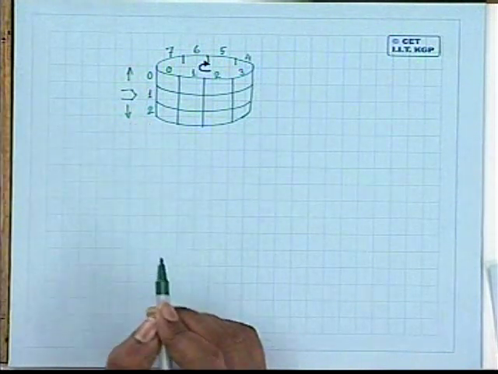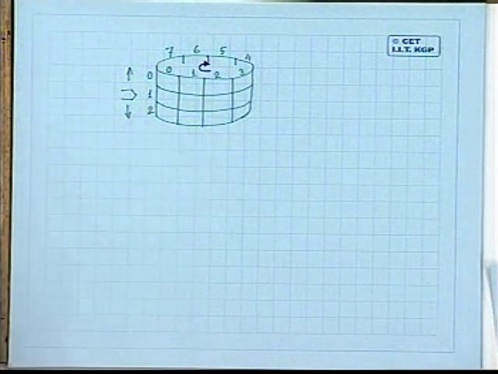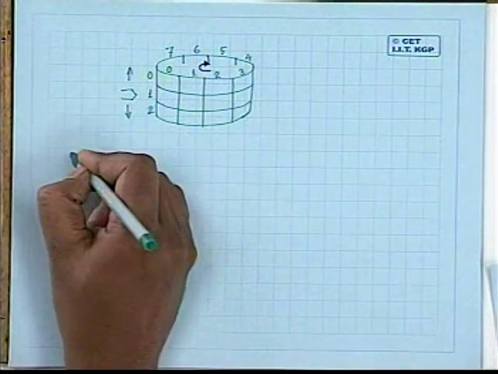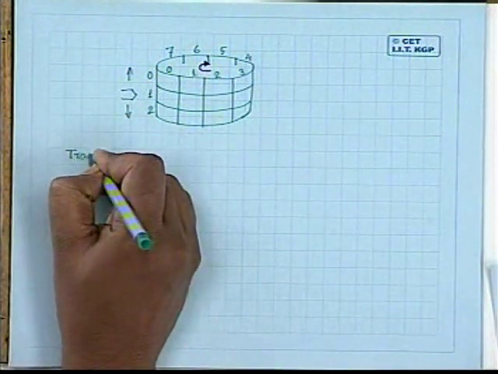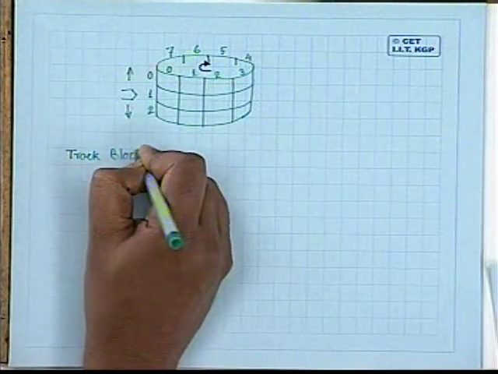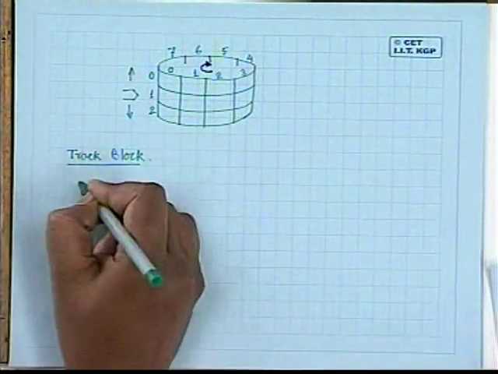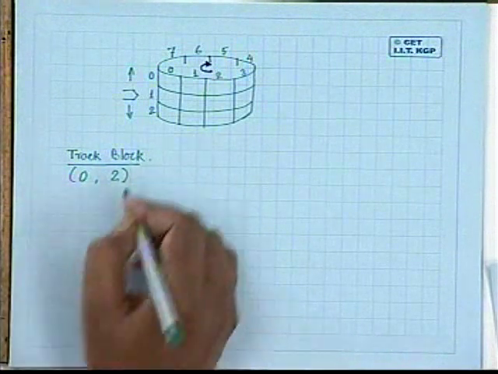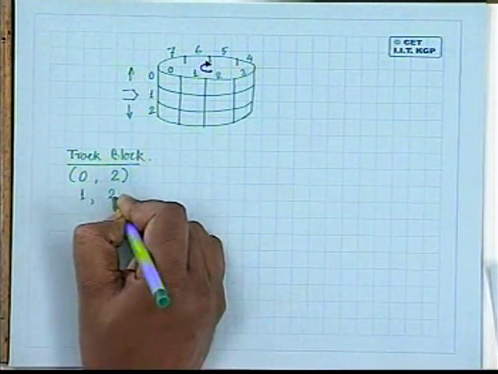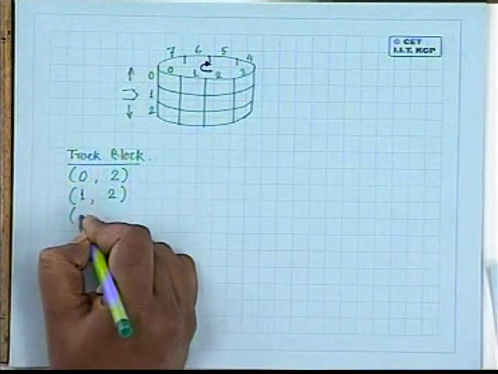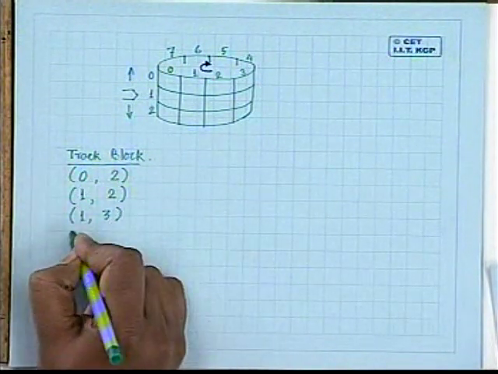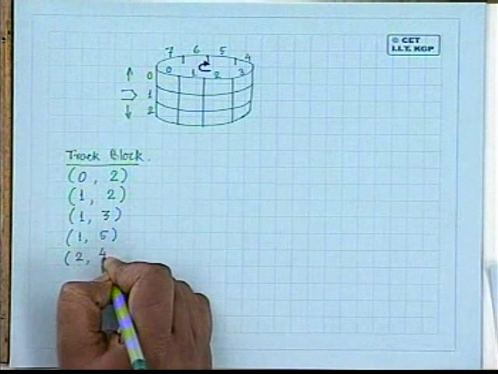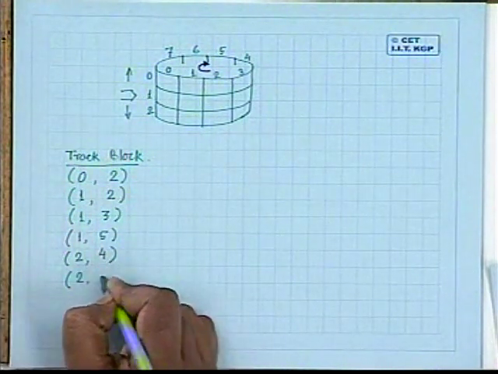Now in this kind of situation, suppose I have a set of requests coming for track number and block number, and the sequence of requests is, say, track number 0, block number 2, that is the first request, followed by track number 1, block number 2, followed by track number 1, block number 3, then track number 1, block number 5, then maybe track number 2, block number 4, followed by the request track number 2, block number 3.